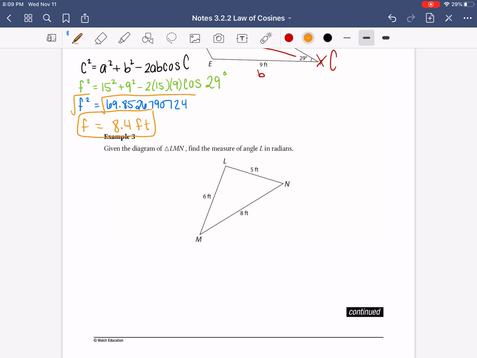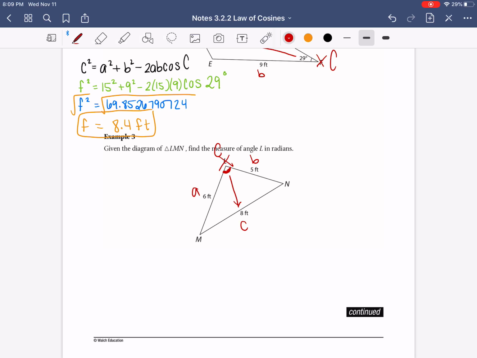Okay, so it doesn't give us any of the angles. It wants us to find angle L. So it's this angle right here. So whatever angle you're trying to find, or whatever angle is given, you're going to cross that off and just call it capital C. Across from capital C would be lowercase c. That means that these pieces are A and B. Then we label across from that little c, and then we have A and B.